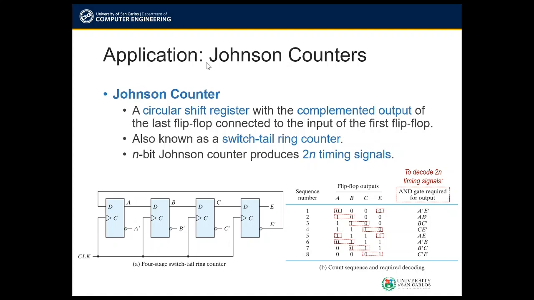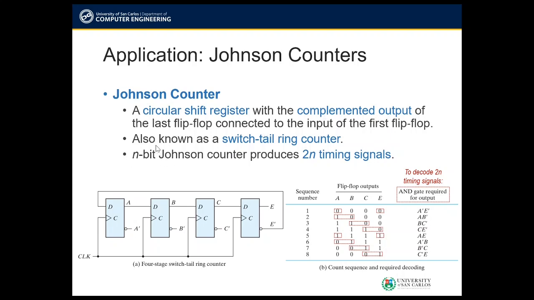So another application that we have for shift registers are what we call Johnson counters. A Johnson counter is a circular shift register, very much like the ring counter. However, the complemented output of the last flip-flop is connected to the input of the first flip-flop. The designation of where the last or the first flip-flop is depends on the direction of the shifting. This is also known as a switch tail ring counter because of the complemented output.